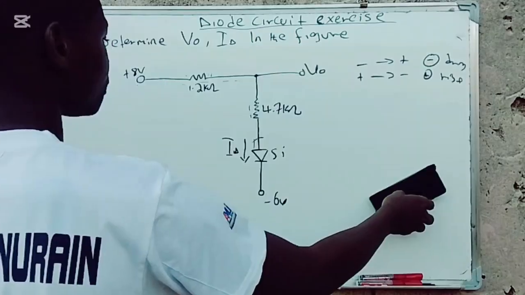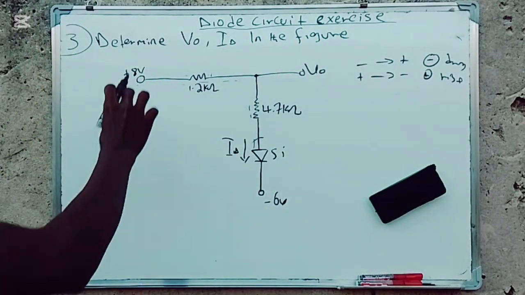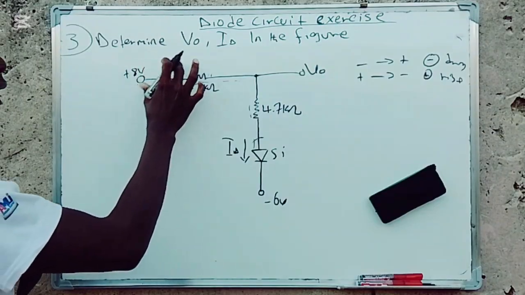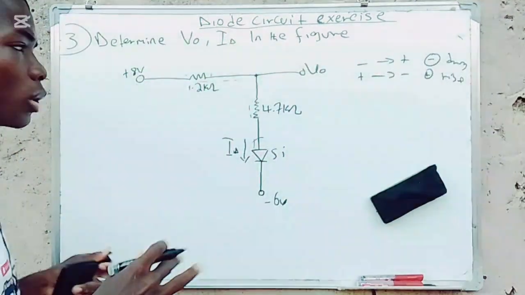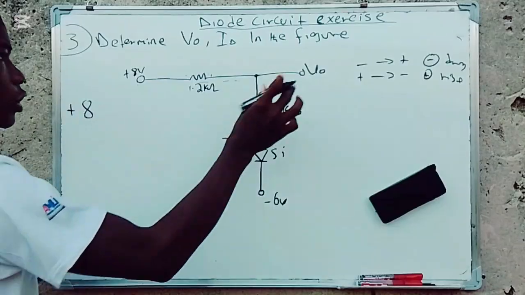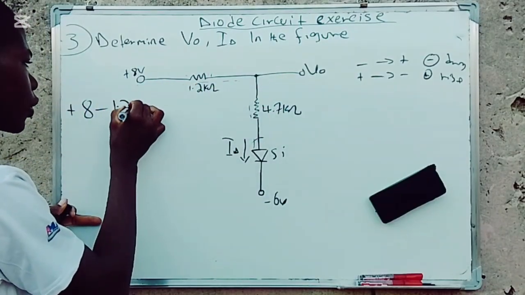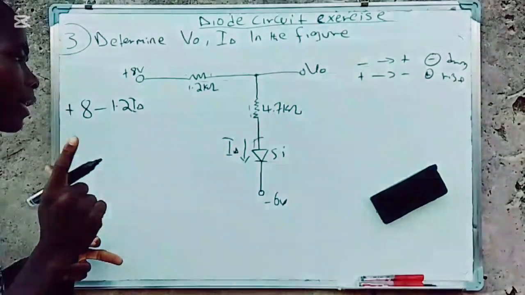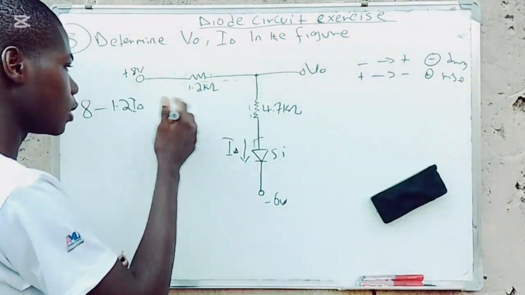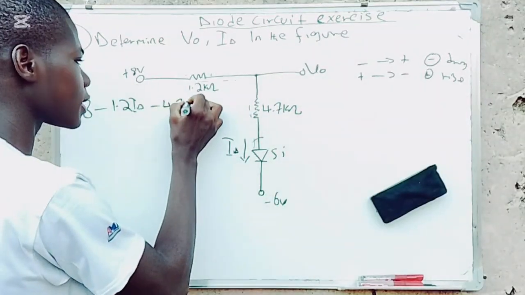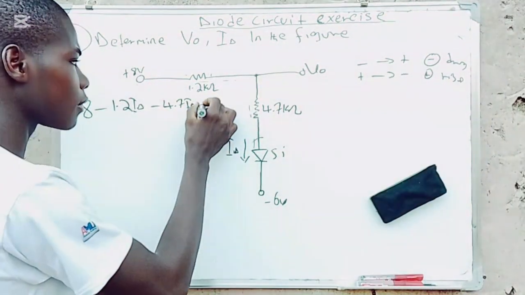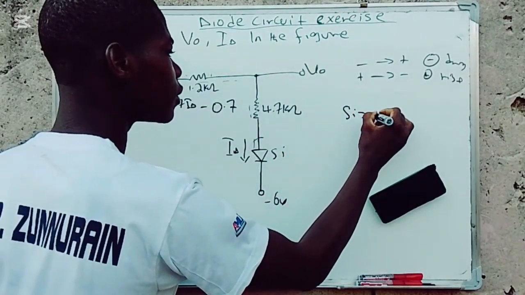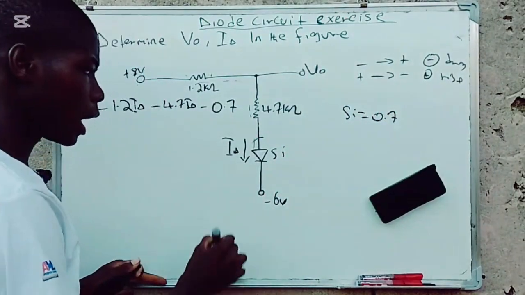Let me use the KVL. This 8 is rising, so the rest will be dropping. So I'll have positive 8, then negative 1.2 ID, because each resistance will have its current, so we are looking for the ID. Then minus 4.7 again ID, and minus 0.7, which is the silicon diode voltage.